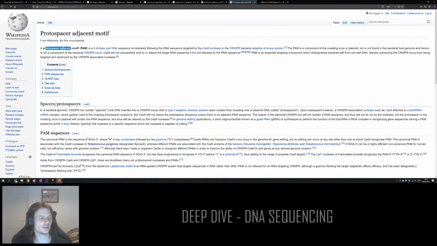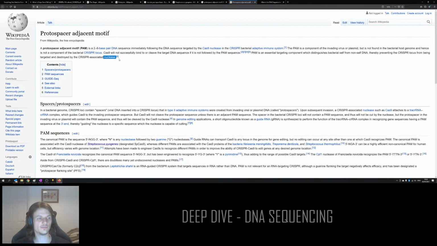Let me read that again. The PAM is a component of the invading virus or plasmid, but is not found in the bacterial host genome and hence is not a component of the bacterial CRISPR locus. Cas9 will not successfully bind to or cleave the target DNA sequence if it is not followed by the PAM sequence. PAM is an essential targeting component which distinguishes bacterial self from non-self DNA, thereby preventing the CRISPR locus from being targeted and destroyed by the CRISPR-associated nuclease.